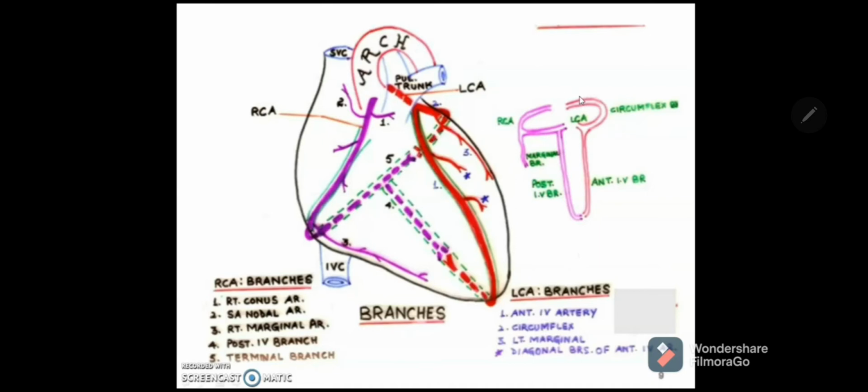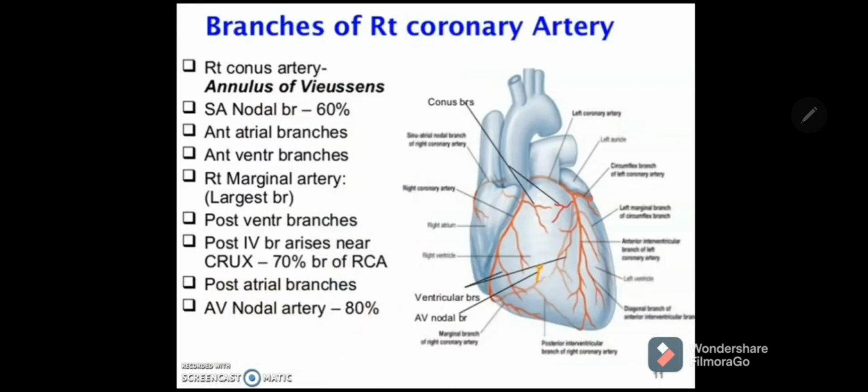And coming to the branches, you should know that it gives different branches. The right conus artery, after the origin, joins with the left conus artery, coming from the left anterior descending artery, to form the necklace, annulus of Vieussens. Annulus means necklace.